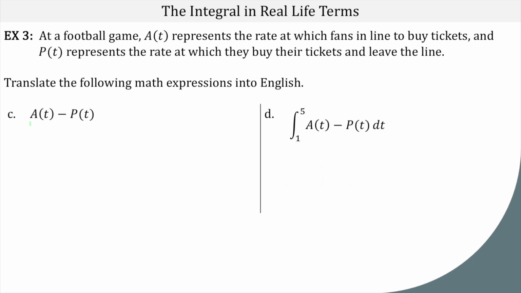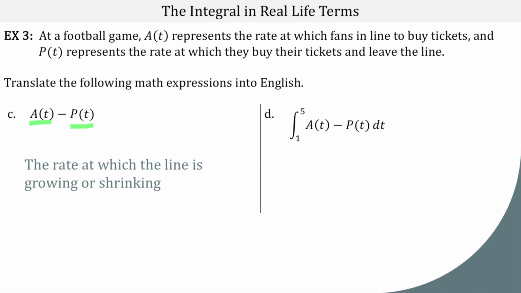Okay, what's A of t minus P of t? There's no integral sign, and those are both rates. So that would be the rate at which the line is growing or shrinking, depending on which one's bigger, right? A of t or P of t. Now, if we integrate that from 1 to 5, that's the change in the number of fans in line at 5 minutes.